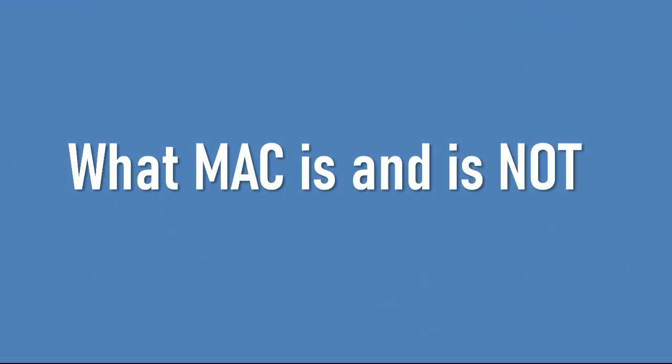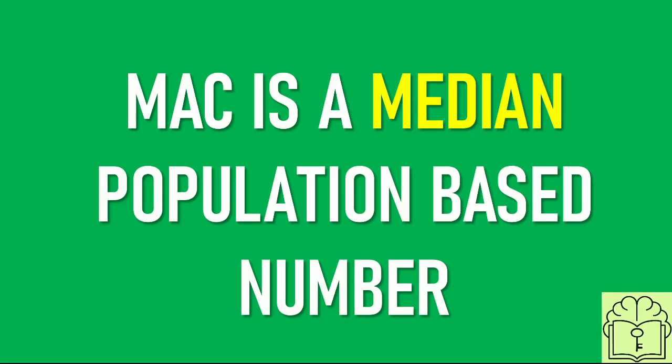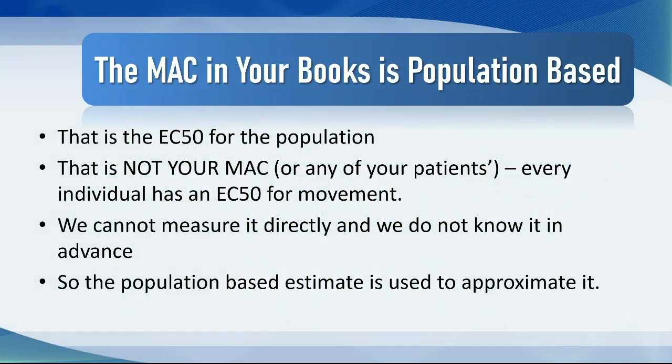What MAC is and what MAC is not. Key thing to understand is that MAC is a median population-based number. That number that's in your textbooks is the EC50 for the population. That is not your MAC, that's not my MAC, and it's not the MAC of any of your patients. Every individual has an EC50 for movement. Now, we talk about that as the patient's MAC, but that's not technically correct, but that's what everybody does. We cannot measure it directly, and we do not know it in advance. So the population-based estimate is used to approximate it.